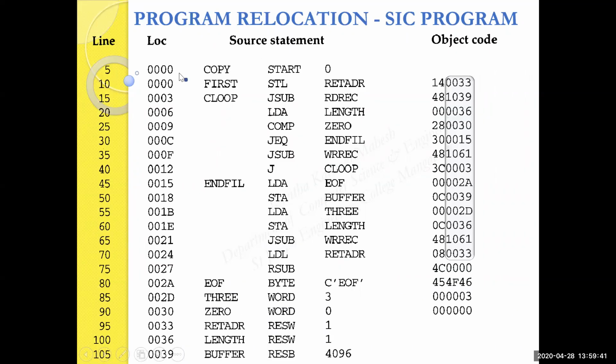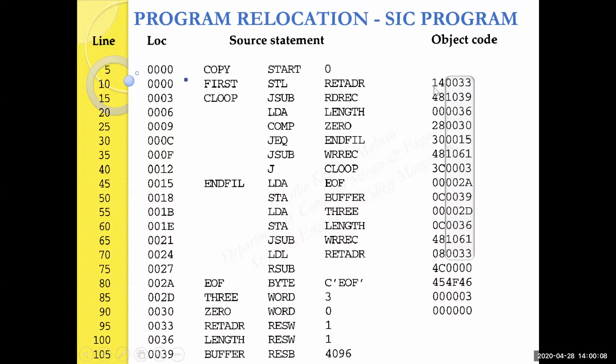It's a relocatable program. For the program to be a relocatable program, at assembly time we always have to consider the starting address 0. So it's assumed that the program is assembled with the starting address 0. So the symbol values are available in the symbol table. FIRST has a value 0, CLOOP has a value 3, and so forth. And the object codes generated are shown here on the right hand side.